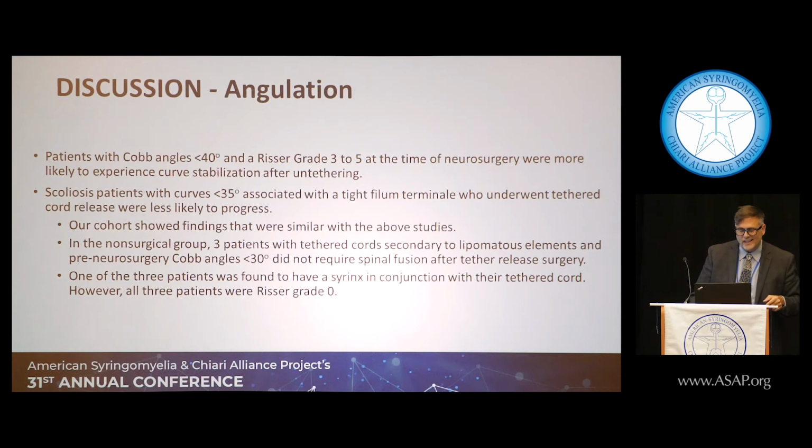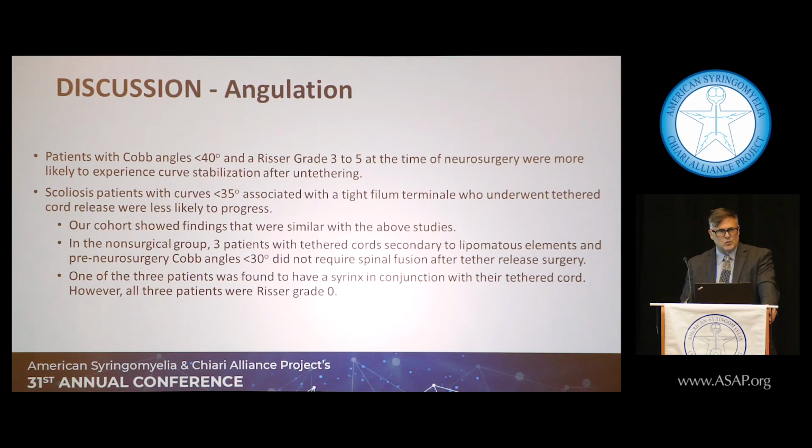Patients with angulation less than 40 degrees and Richter scores grade 3 to 5 at the time of neurosurgery were more likely to have stabilization after untethering. Scoliosis patients with curves less than 35 degrees that also had a tight filum or a tethered cord who underwent untethering also were less likely to progress.